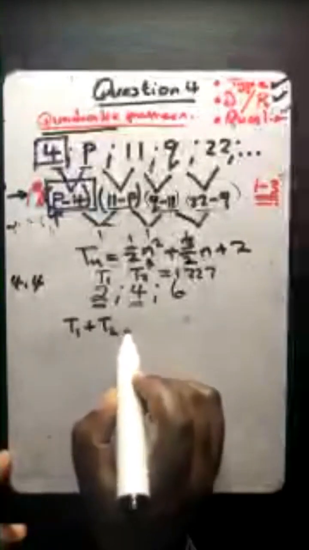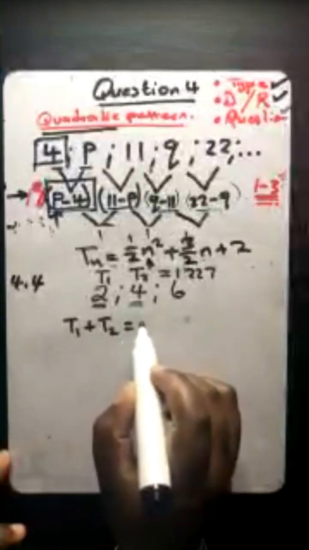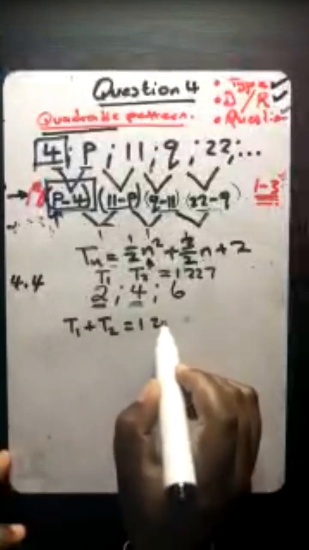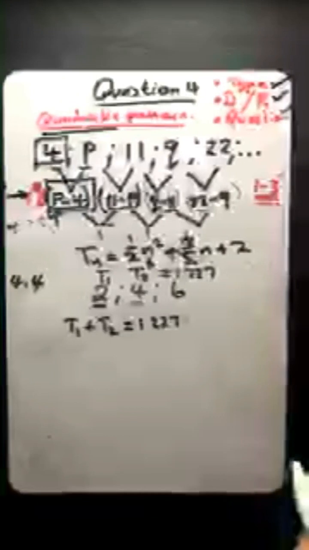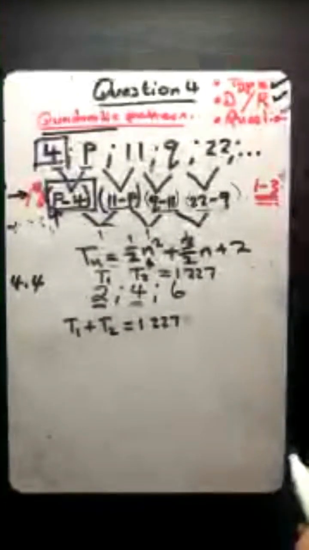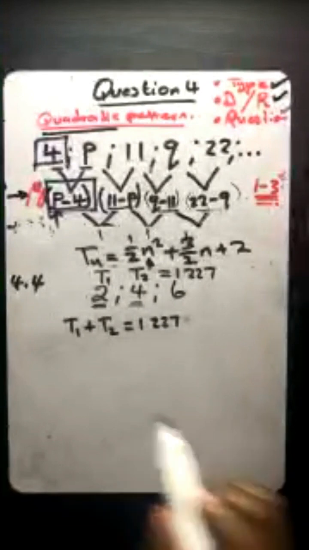So it's more like the general formula. If T1 plus T2 equals 1,227. Yeah, if that plus that is equal to that.